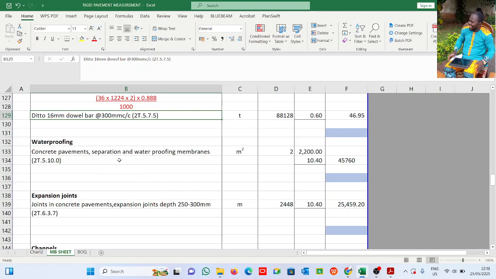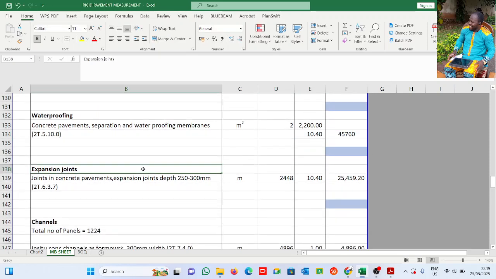So concrete pavement separation and waterproofing membranes, section 2T.5.10.0, you can refer. So of course it goes through the length of the road by the width of the road, 2200 meters times 10.4 meters times 2, because we have two sides of the road. It is in square meters.